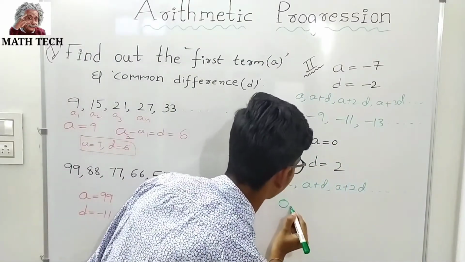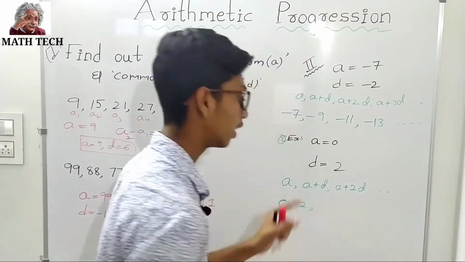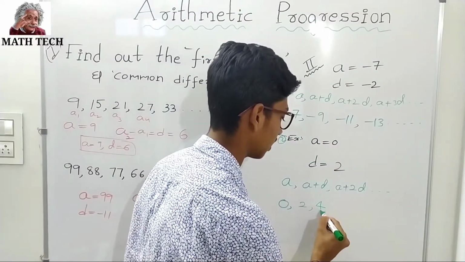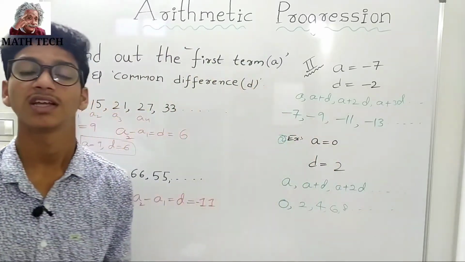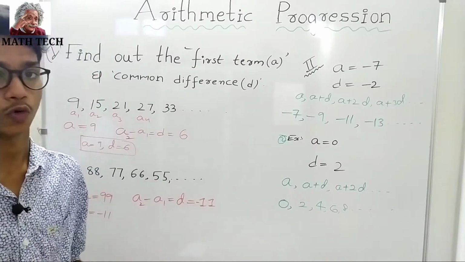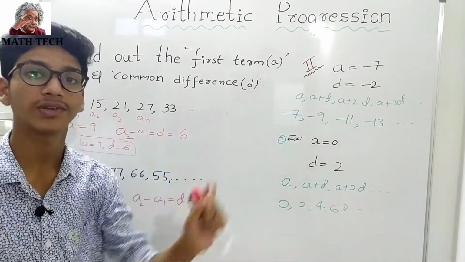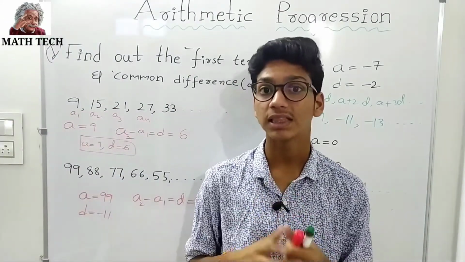a, a plus d, a plus 2d. 0, 2, 4, 6, 8, and goes on. In this manner we find the arithmetic progression if the first term and the common difference are given. Now let's find out the formula of the nth term.